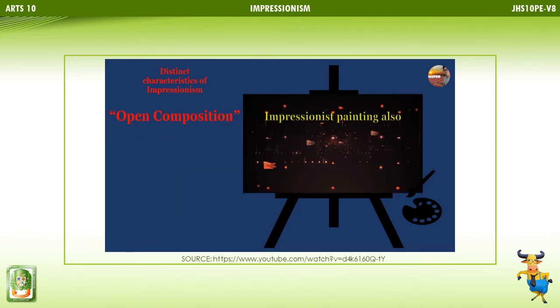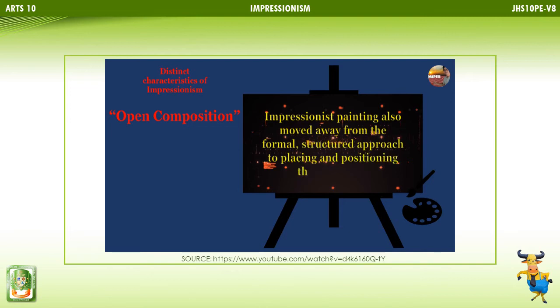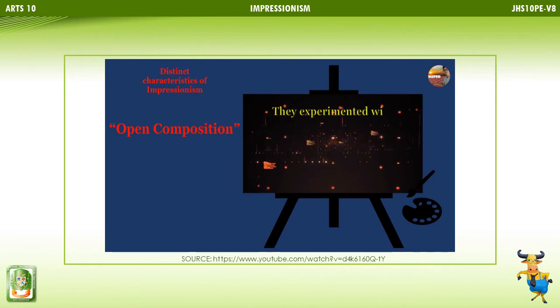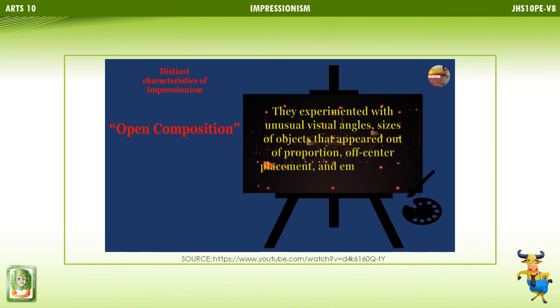Impressionist painting also moved away from the formal, structured approach to placing and positioning their subjects. They experimented with unusual visual angles, sizes of objects that appeared out of proportion, off-center placement, and empty spaces on the canvas.